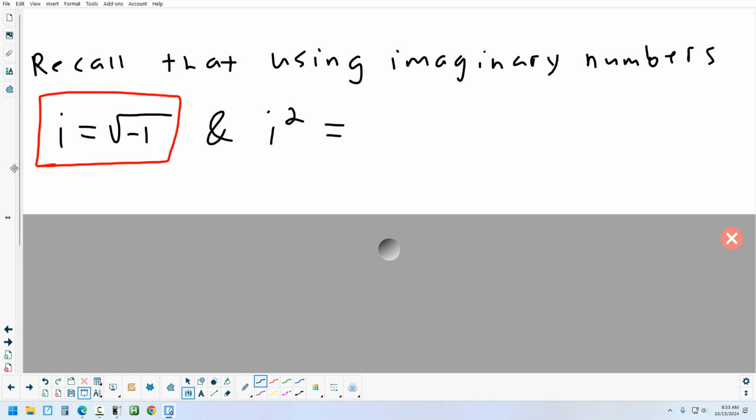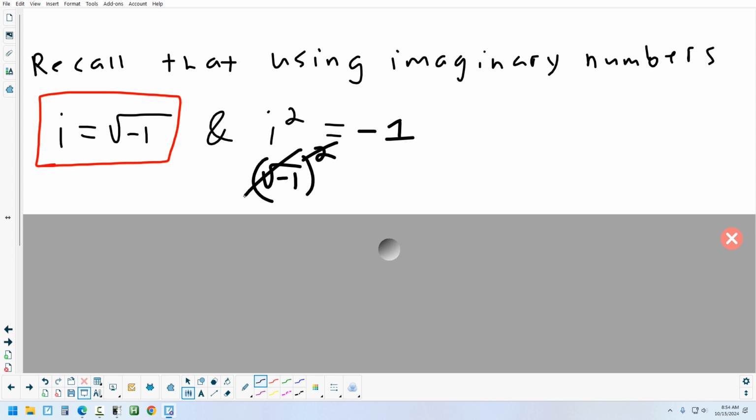Now, because i is the square root of -1, we can figure out other things based off that. What would i squared be if i is the square root of -1? Yep, -1. And that we can prove, because if you take i and raise it to the second power, that's the square root of -1 squared. And when you square and square root, those two things cancel out, and you're left with what was under the radical.